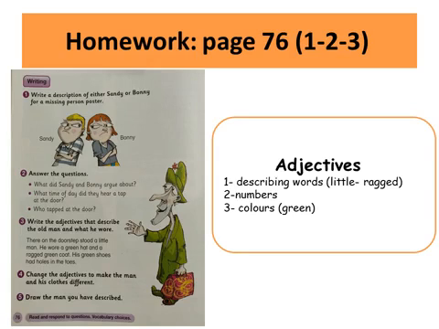Before I leave, let's quickly recap what is an adjective. As we said before, adjectives can be describing words, they can be numbers, and they can be colors. Okay? If you looked at question number 3 and you read the lines, you don't have numbers, you have one color, green, and you have 2 describing words. The word little describes the man. The word ragged describes the coat. Okay?